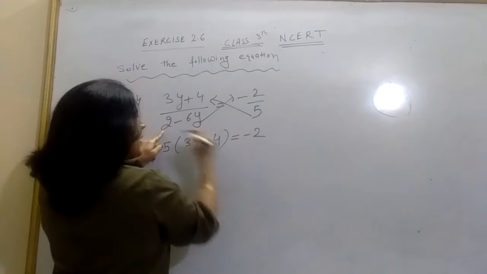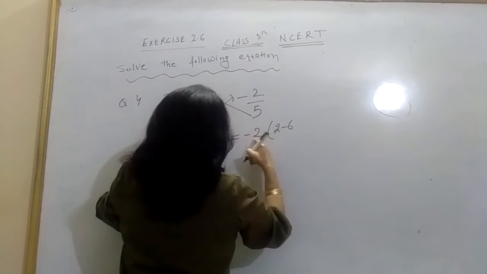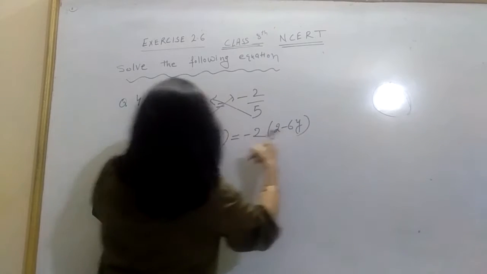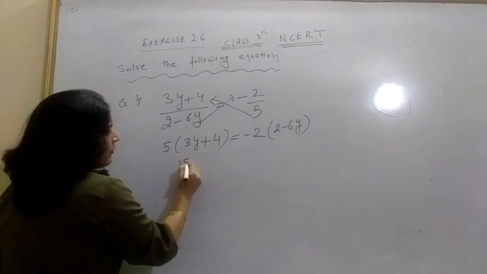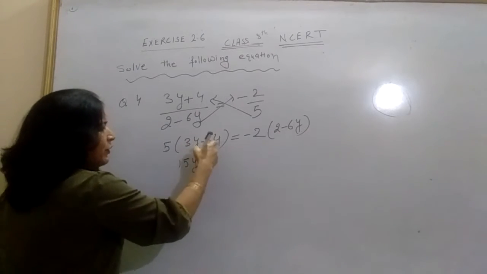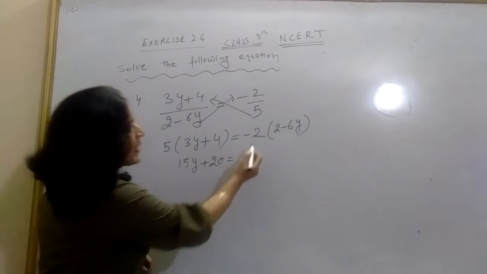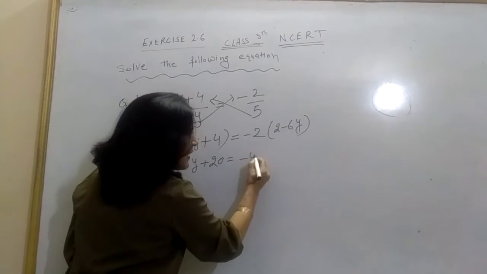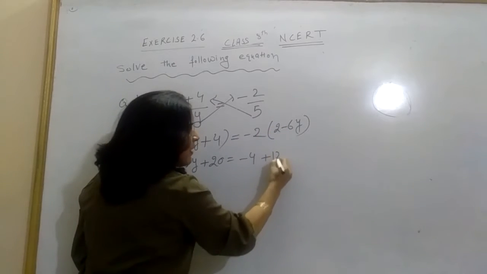This whole denominator is multiplied by minus 2. 2 minus 6y multiplied by minus 2. 5 into 3, 15y plus 5 into 4, 20, is equal to minus 2 into 2, minus 4, minus 2 into minus 6y, plus 12y.